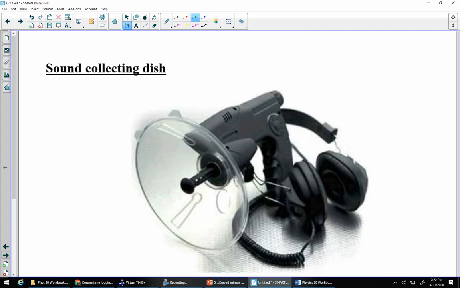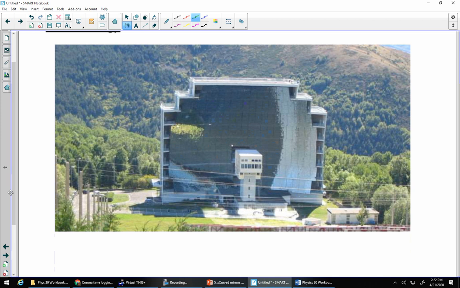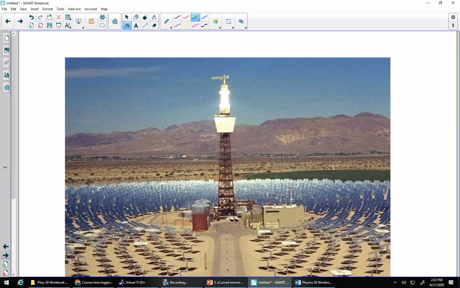So a satellite dish is actually one as well. Sound collecting dish is not really dealing with EMR, but same sort of idea. We get the rays coming in that are going parallel to the principal axis. They collect at, well, in this case, the focal point is a microphone. Cool. Same thing with solar energy. So oftentimes with solar energy, we have these gigantic mirrors that collect the solar radiation. Here's a whole bunch of them. So solar radiation is coming down, bounces up, collects at the focal point, and that thing would heat up like crazy with all that solar radiation coming in. And if it heats up like crazy, there's the potential to generate electricity and do other wonderful things.